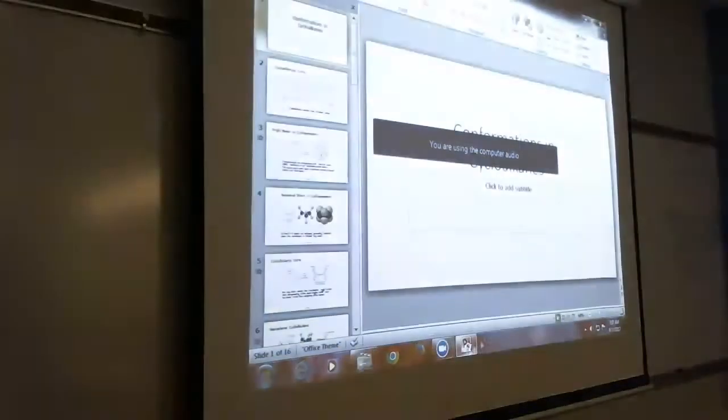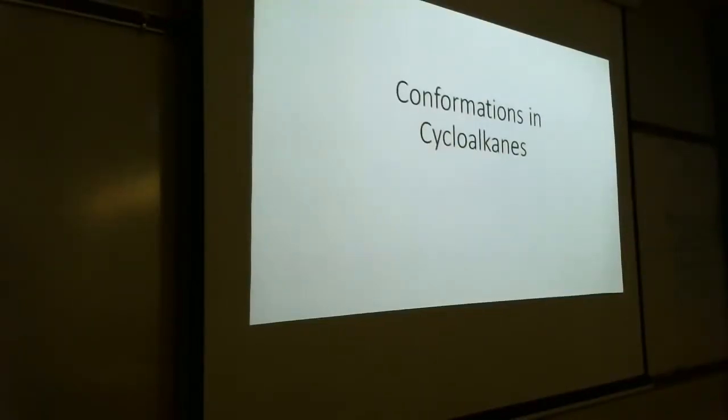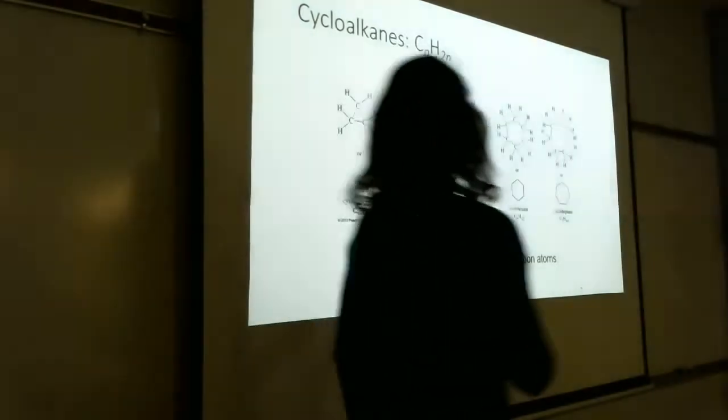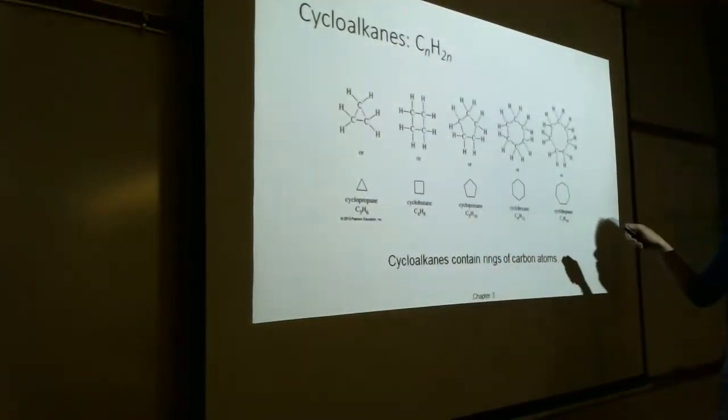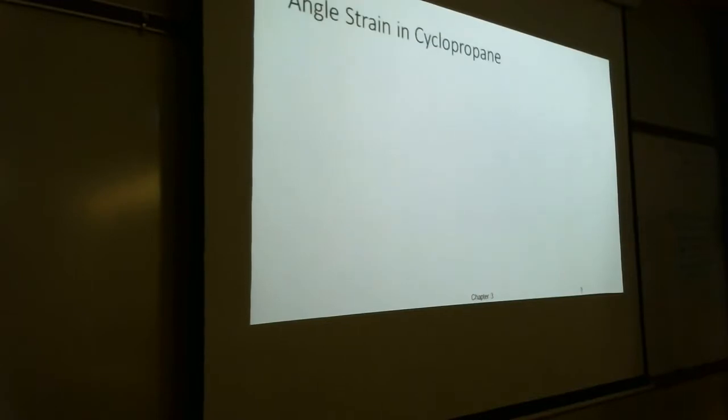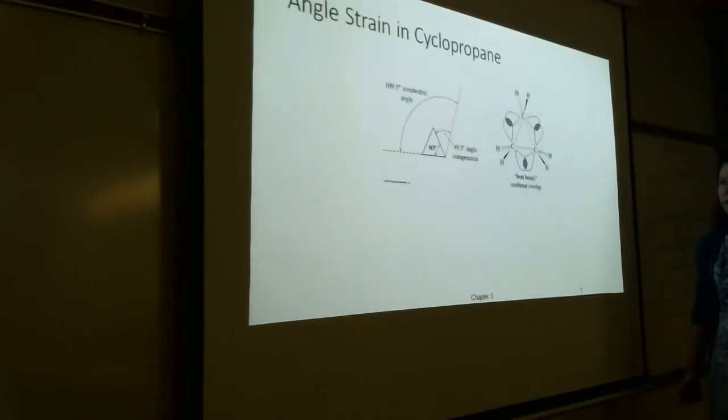The last video I'm going to make today is about conformations in cycloalkanes. These are cyclic, meaning they're in rings. Cycloalkanes have the general formula C to the N, H to the 2N. These are just alkanes that are in rings. We use the cyclo prefix to denote that they are rings. And so we have to talk about what's called angle strain.